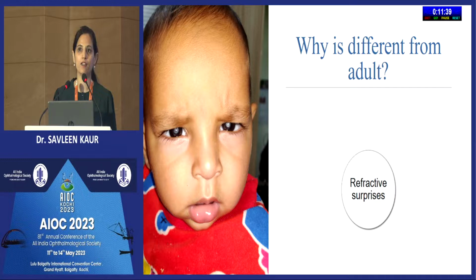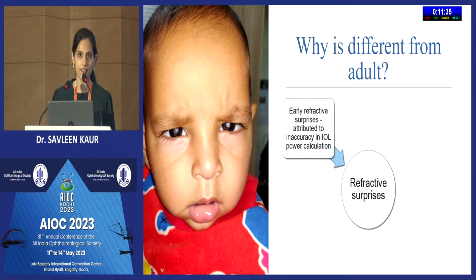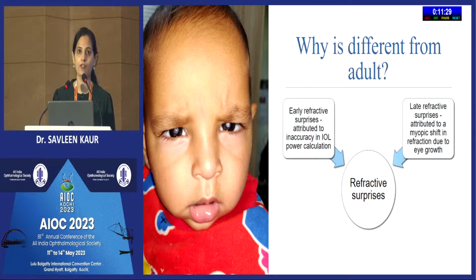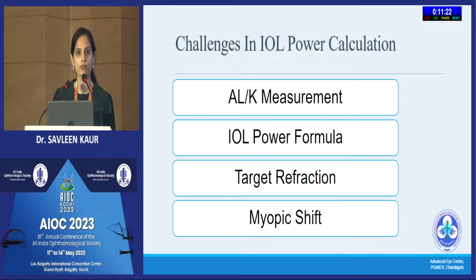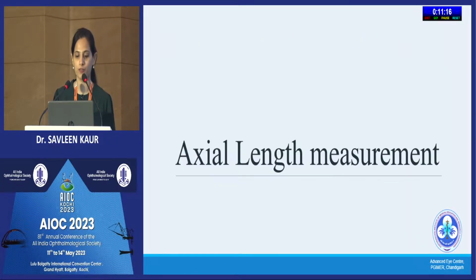It is because we get a lot of refractive surprises in children. These are mainly early refractive surprises, which are attributed to inaccuracy of intraocular lens power calculation, and you also get late surprises because of the myopic shift that the developing eye is undergoing. So I'm going to talk about four aspects in my presentation. To begin with, I would talk about axial length and keratometry measurement.